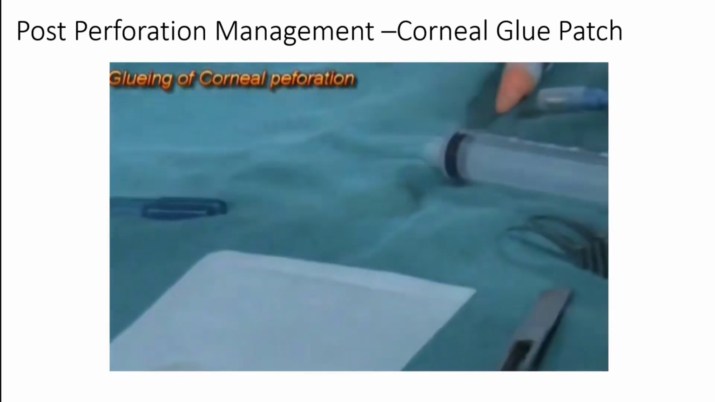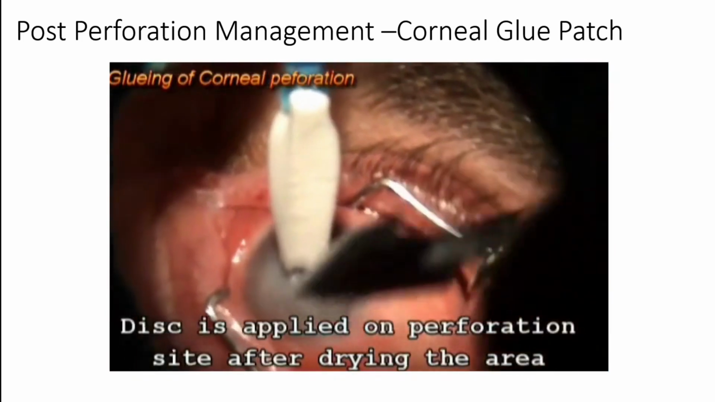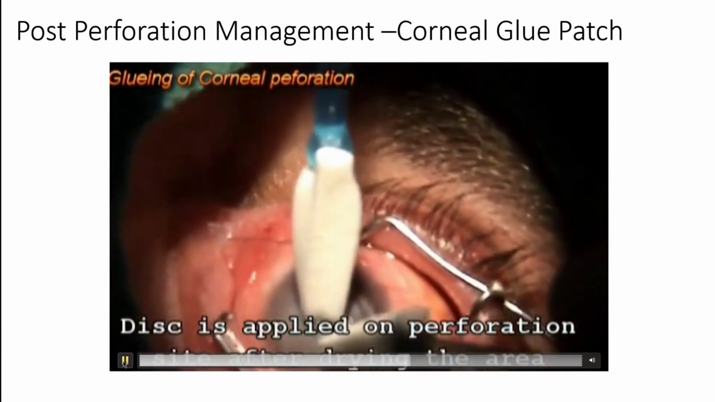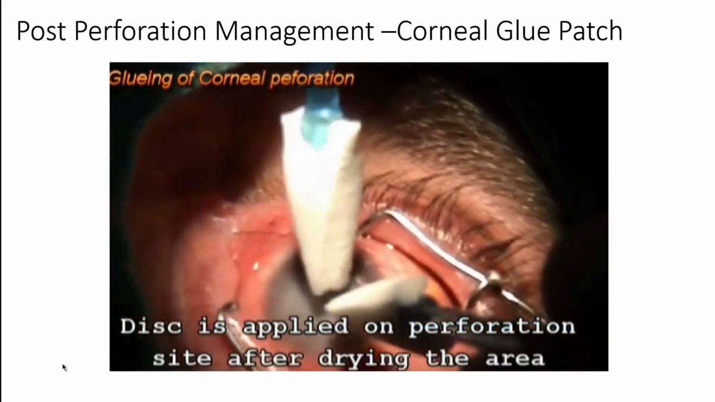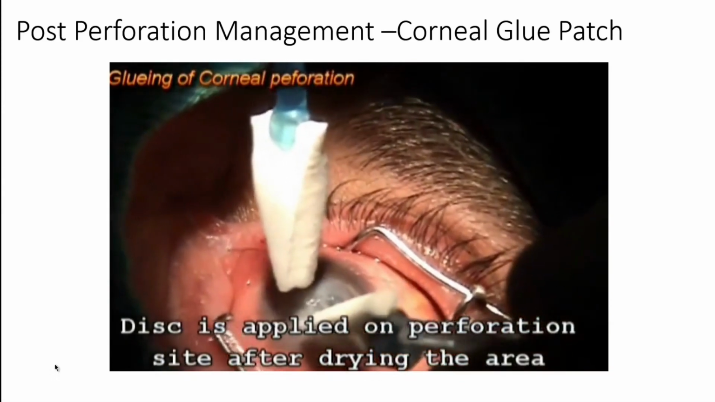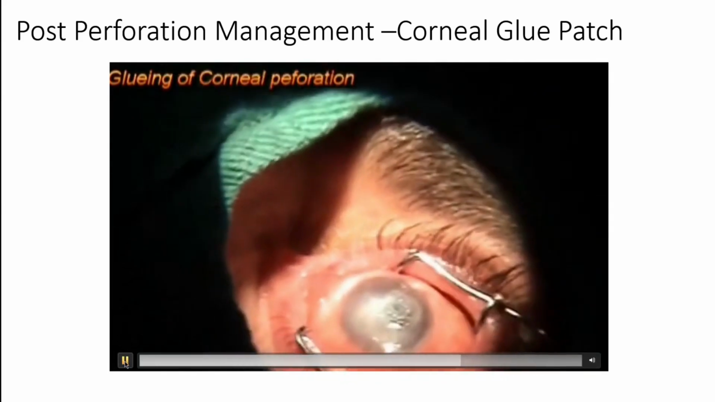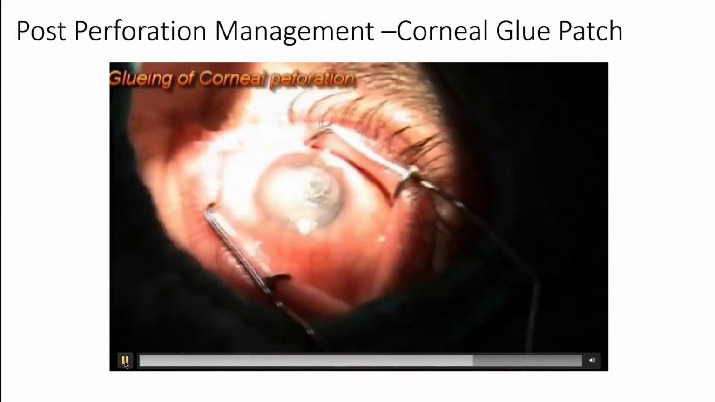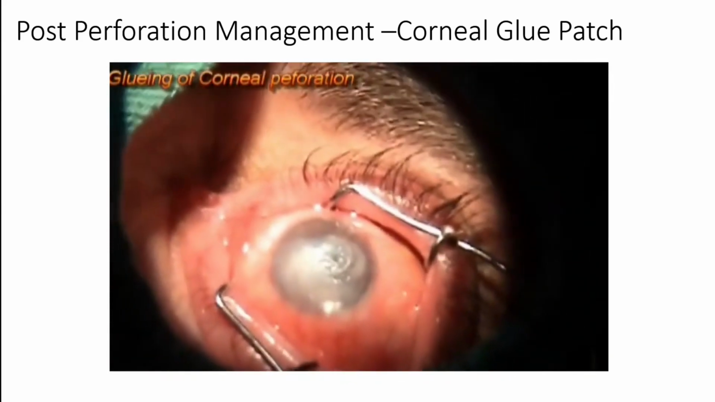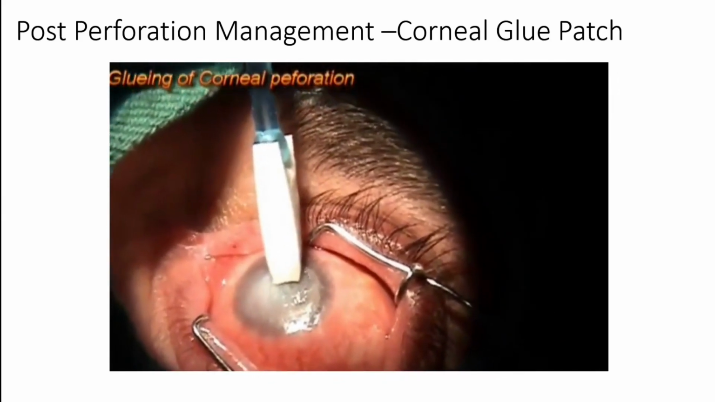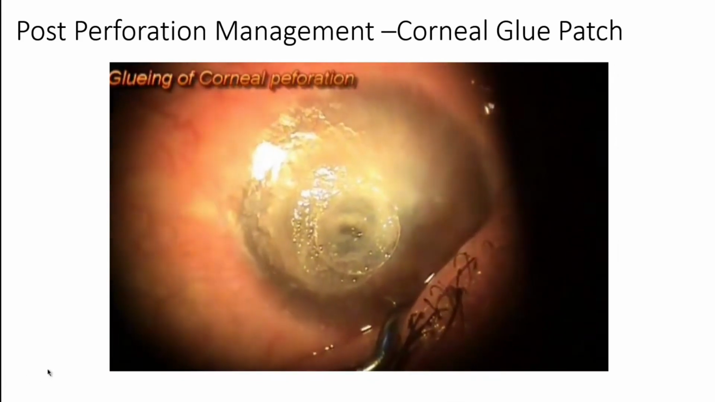So now the glue has been applied to the undersurface of the disc. It's placed over the site of the perforation, and the site has to be clean or the glue won't stick to it. And this is the end result. It's just being properly placed, and this is the end result.